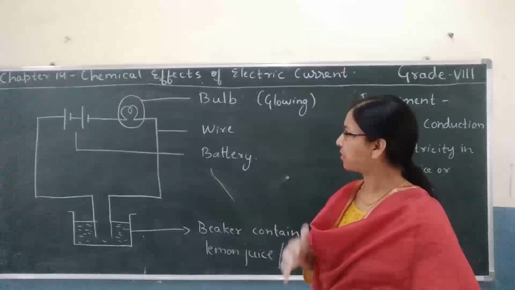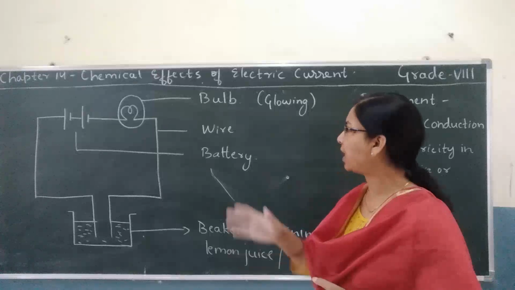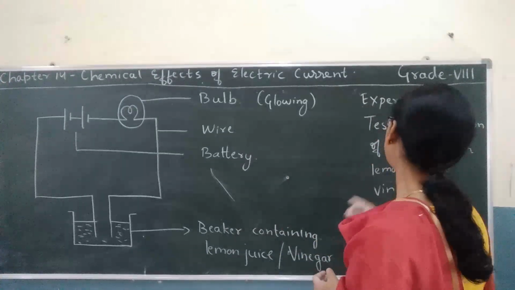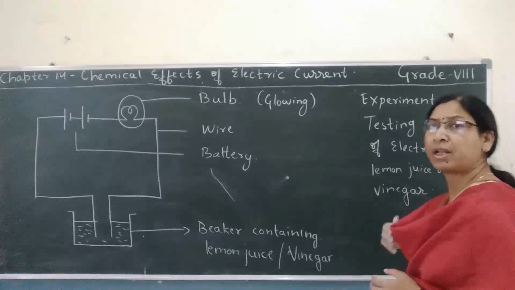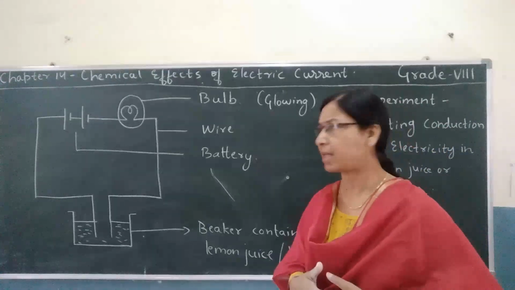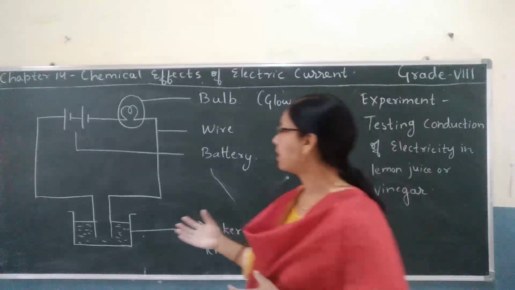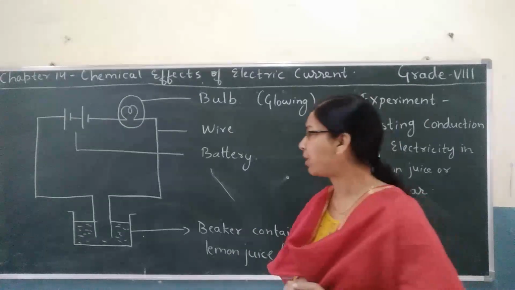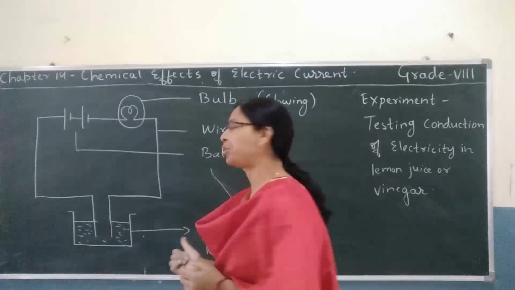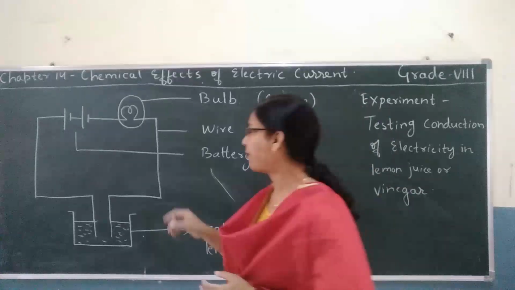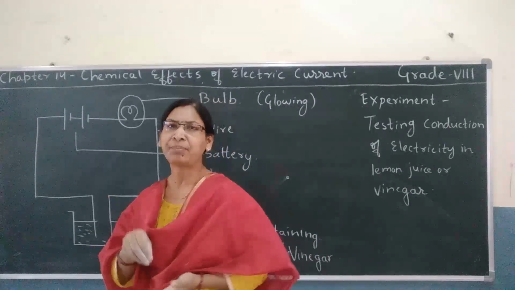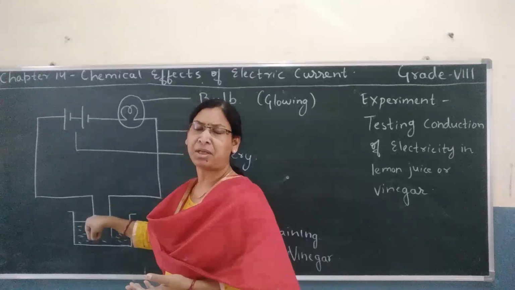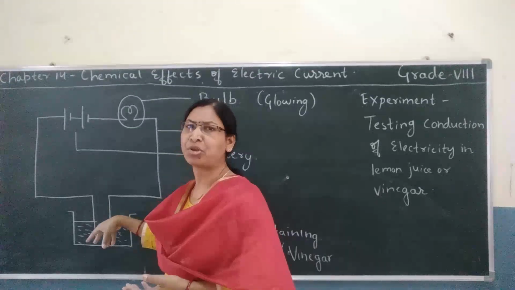Dear students, let us try to understand more about the activity with the help of one diagram. Here in this experiment, we are testing conduction of electricity in lemon juice or vinegar. Both have acid in them. So what I have done is, I have taken a beaker. You can take a used bottle cap also and pour a few drops of lemon juice or vinegar in that. After that, you have to bring one tester and dip the end of the tester in the lemon juice or vinegar.